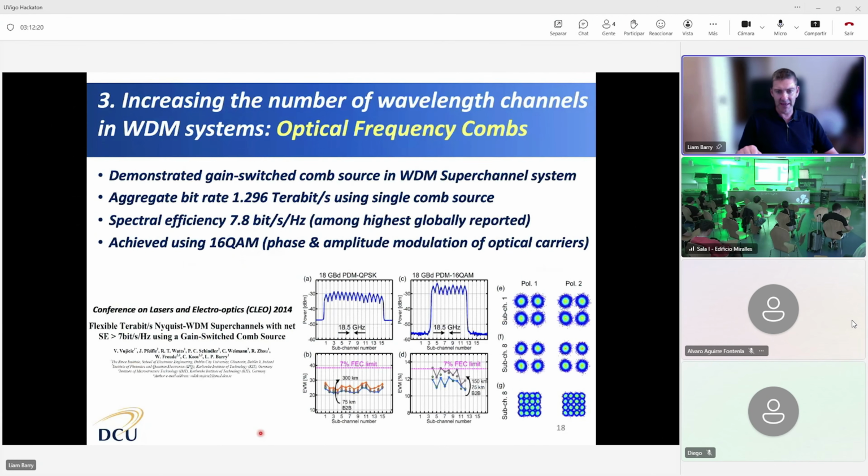So in this case, we're using about 14, 16 wavelength channels. We're using a modulation format known as dual polarization. We're using QPSK and we're using 16 QAM. I don't want to go into the details here of what the plots show.